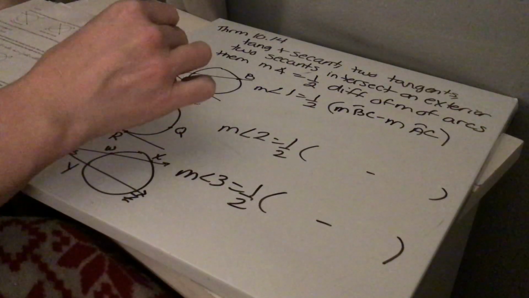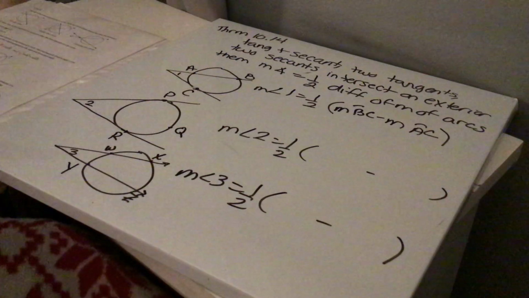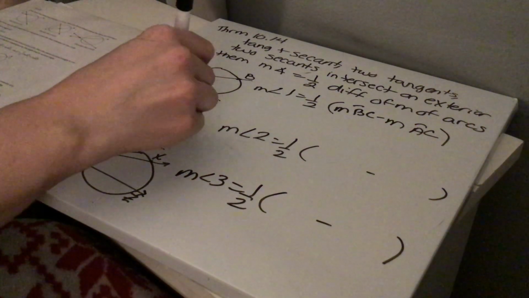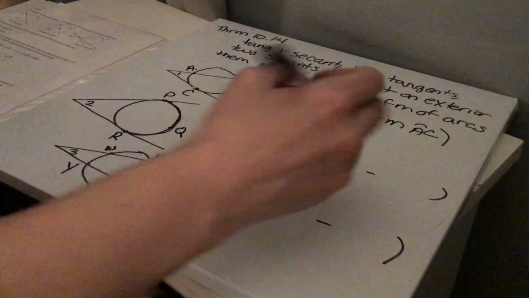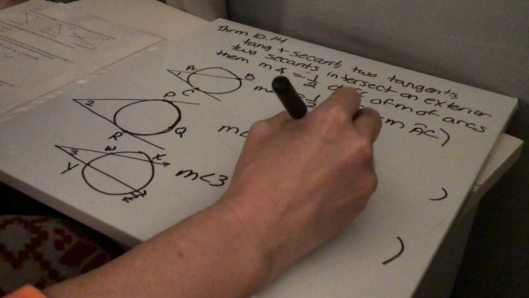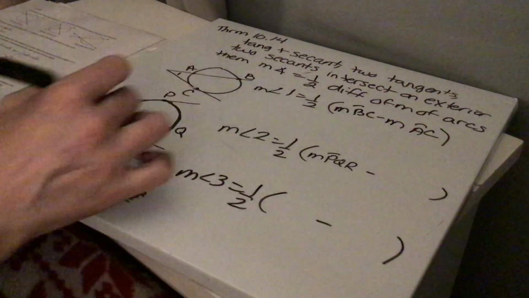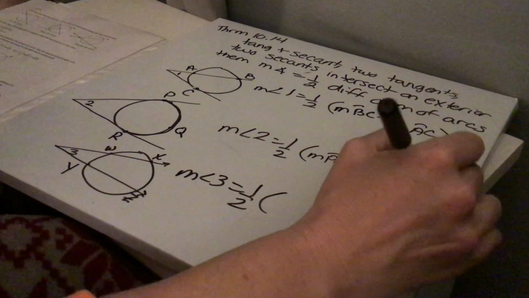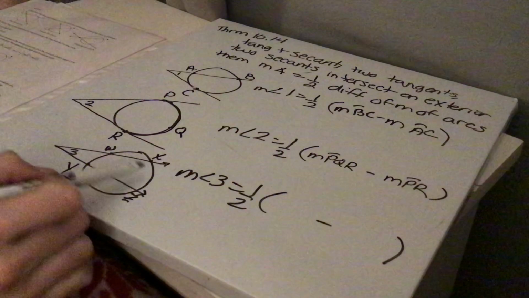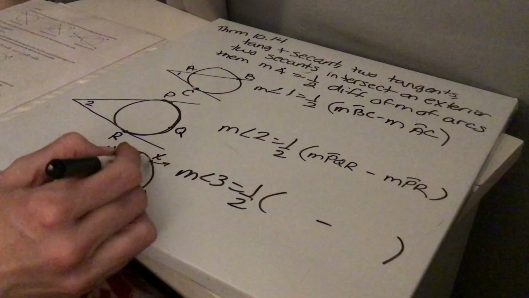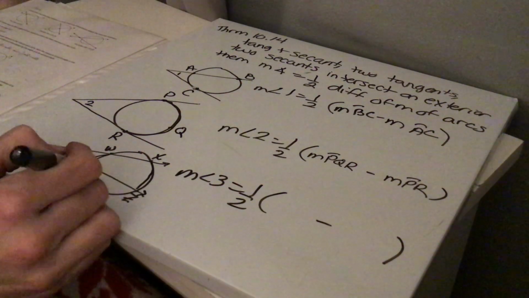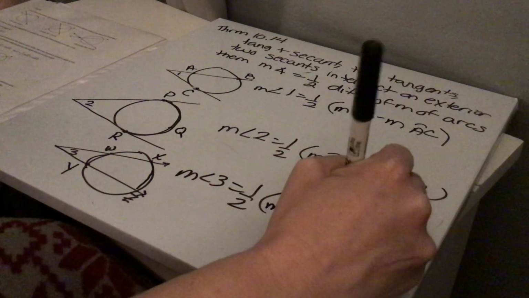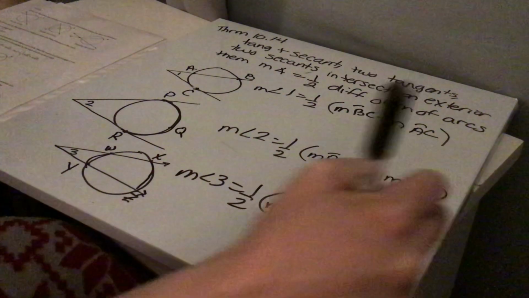Okay, angle 2. Technically, it's the full circle, but it's a difference, so it's not half of 360. So here's the big arc, so it's PQR, minus this smaller arc, which is PR. And then for the 2 secants, you have this arc and this arc. So it's going to be arc XZ minus arc WY.